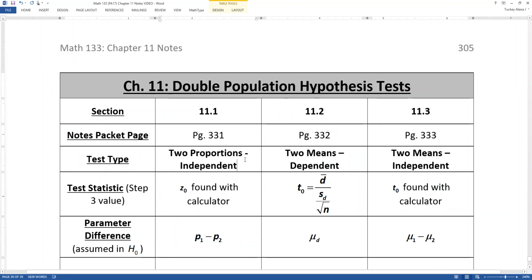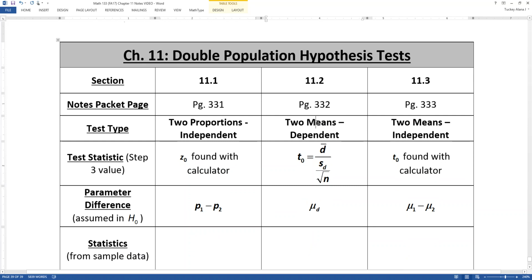Now 11.1 is about the difference in independent proportions. Dependent proportions is actually more difficult. We would do that in chapter 12. Dependent means, which is actually the simplest of the three, because you find the differences and then construct a hypothesis test on those differences. And then independent means.